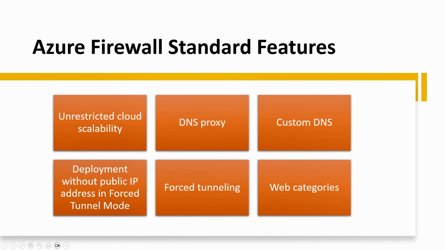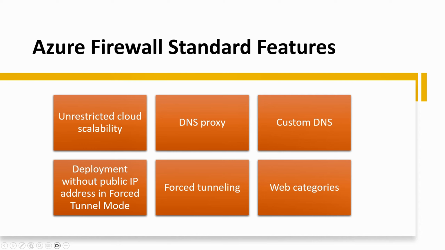The last feature is web categories. Using the web categories in Azure Firewall, you can allow or deny the user access to different website categories such as gambling, social media. Web categories are already included in the Azure Firewall Standard, but a more fine-tuned version is available in the Azure Firewall Premium.